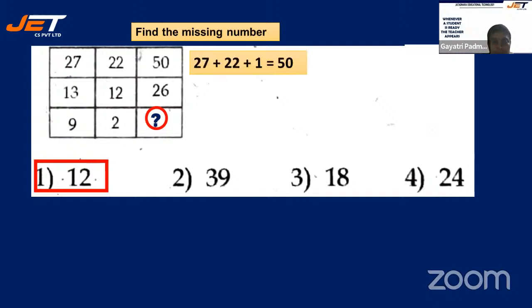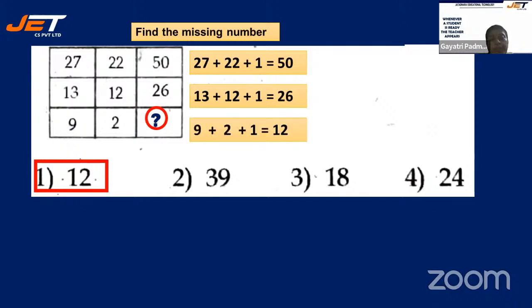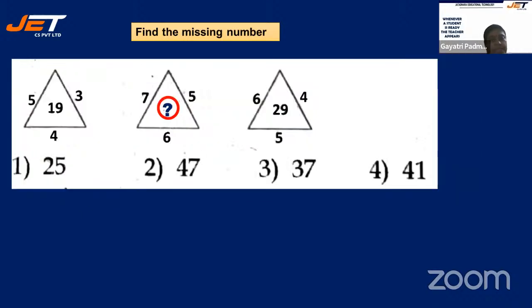The answer is 12. How do you get 12? See here, go row-wise. 27 plus 22 plus 1, if you add, you are getting 15. Similarly, 13 plus 12 plus 1, if you add, you are getting 26. Likewise, for the third row, 9 plus 2 plus 1, which is 12. That is why option 1 is the correct answer. All right, students? Fine.